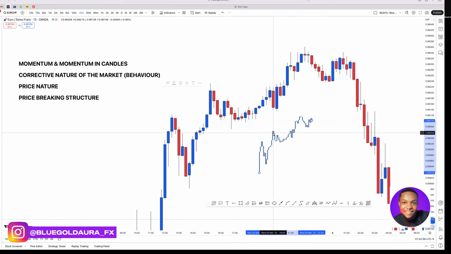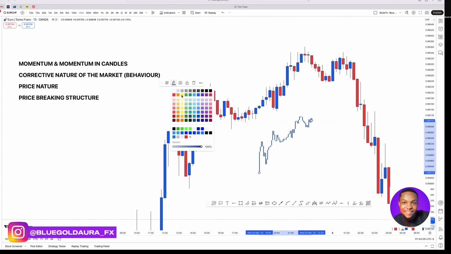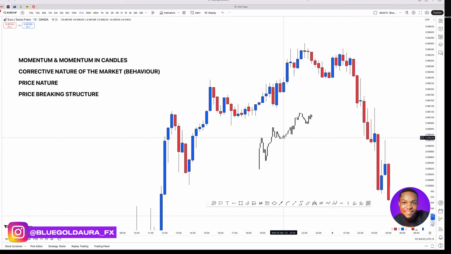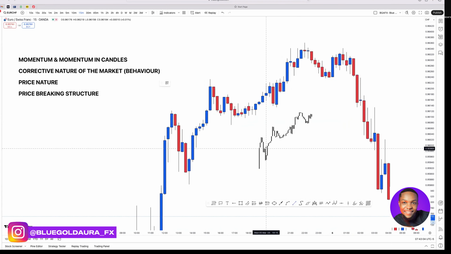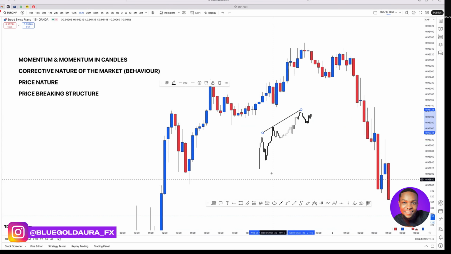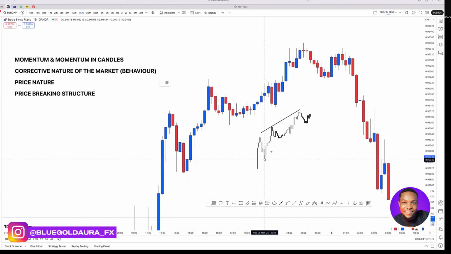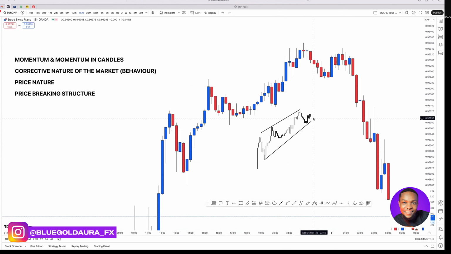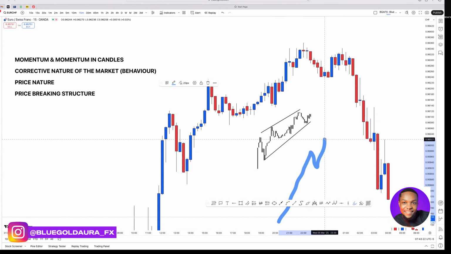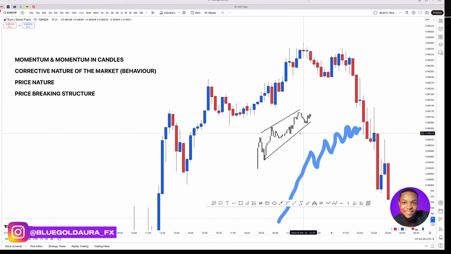Let's make this black. And we can actually see that corrective behavior is actually forming. This is where you see, in most cases, patterns like ascending channels or ascending wedges forming to show you that, okay, we have been pushing price, or we have been buying, but at some point we started correcting. So when you look at these kinds of corrections, you're actually good to go.